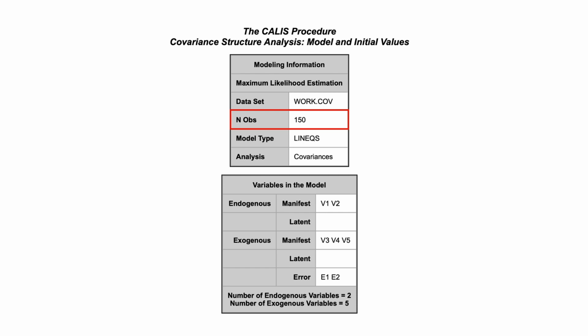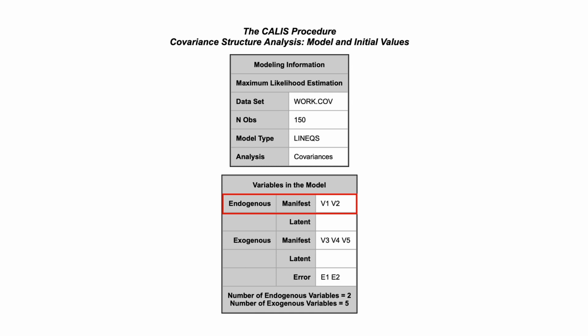Next, we look at the modeling information table. We see that we have 150 observations upon which the summarized data in the covariance matrix is based, and so that's been reported correctly to SAS PROC CALIS. We're using the LINEQS modeling language in PROC CALIS. The analysis is based on a covariance matrix as opposed to the raw data.